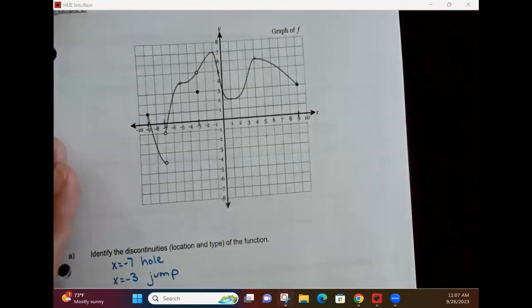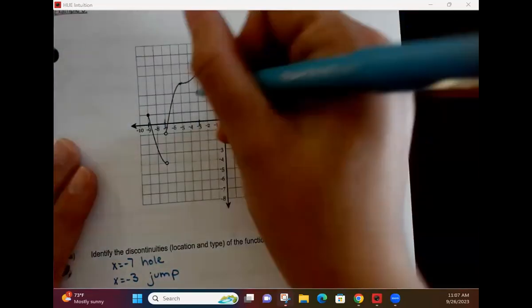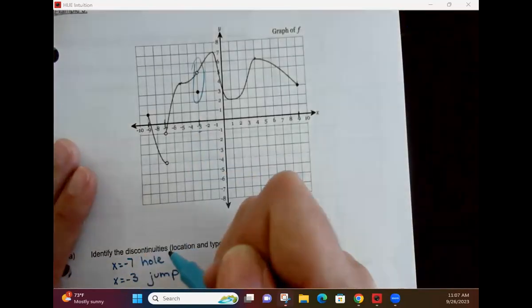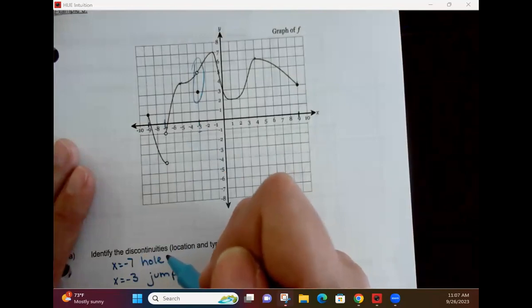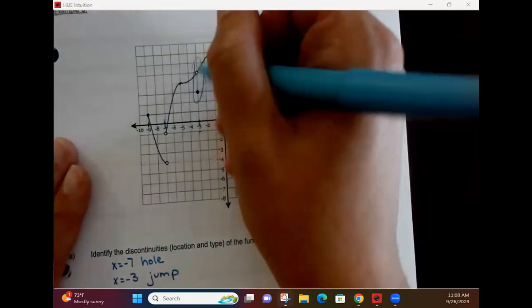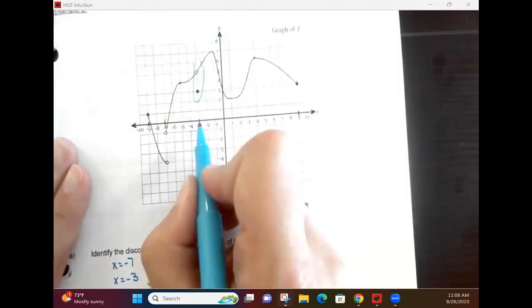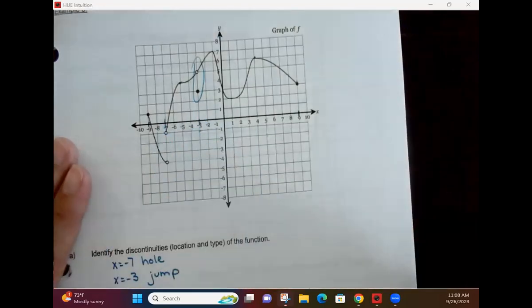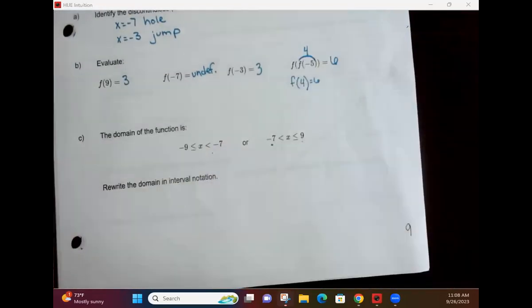I want you to notice here, we did not split up the domain where I had this jump, right? I did not break up the domain at -3 because -3 has a defined value, okay? My function has a value at -3. I have a discontinuity there, but I don't have to kick -3 out of the domain like we do for -7, okay? So I don't have to break it up there.